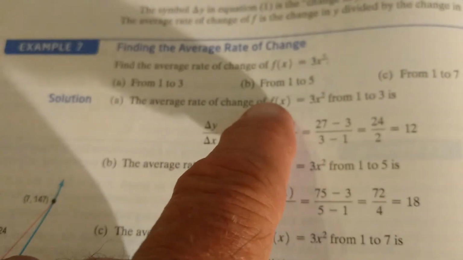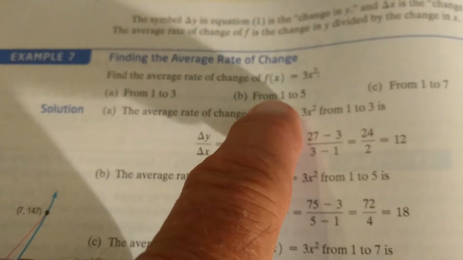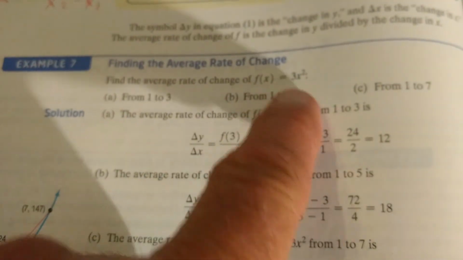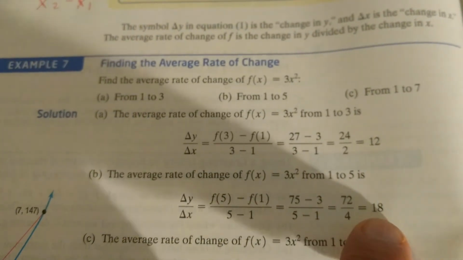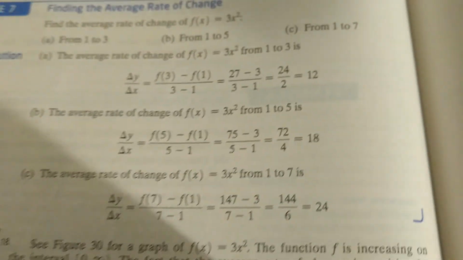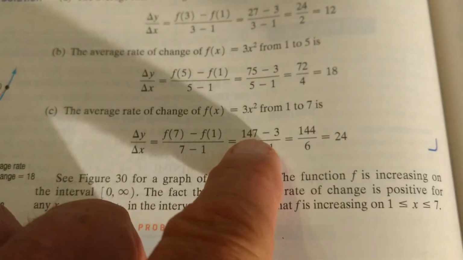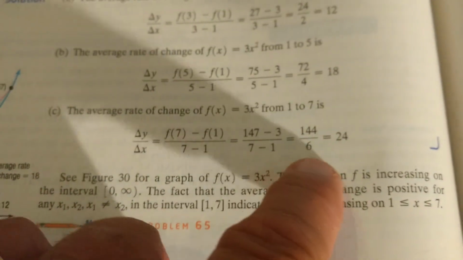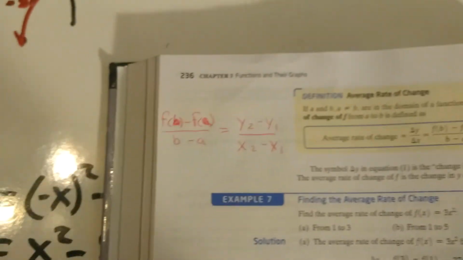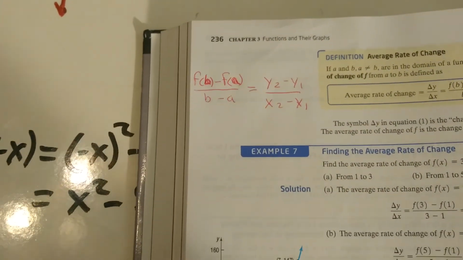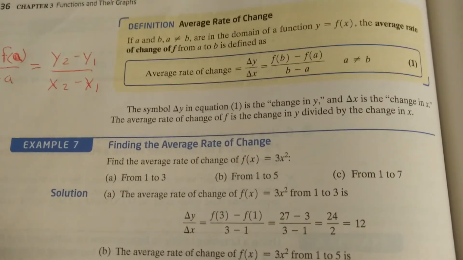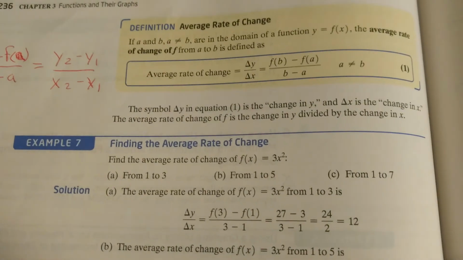We come to the second one here, we're going from 1 to 5. Here are our new x's. So we stick 5 in here, we get 75. 1 in here, we get 3. 5 minus 1, we get 18. Last one's 1 to 7, new x2. So we find f of 7, which is 147, minus 3. 7 minus 1 equals 24. Remember, rate of change is slope. So when you see that f of b minus f of a, it's really y2 minus y1. When you see b minus a, it's really x2 minus x1.